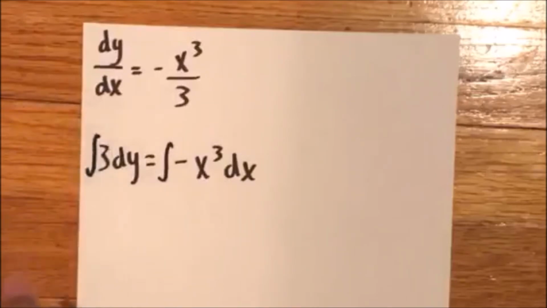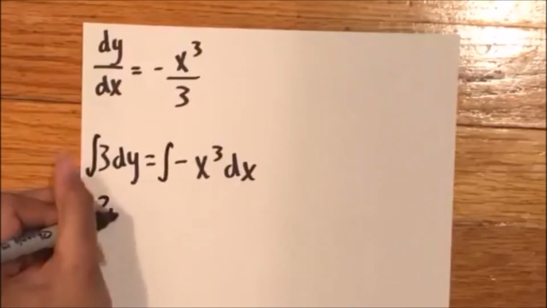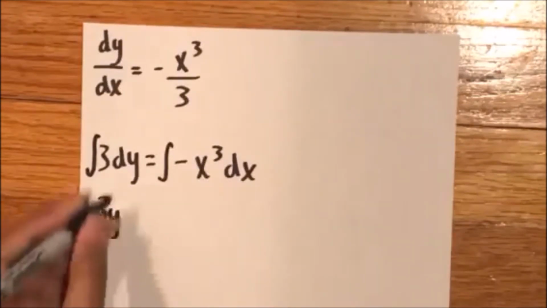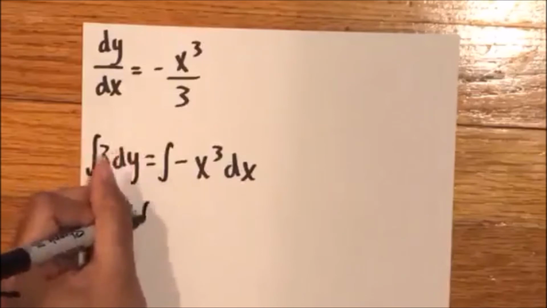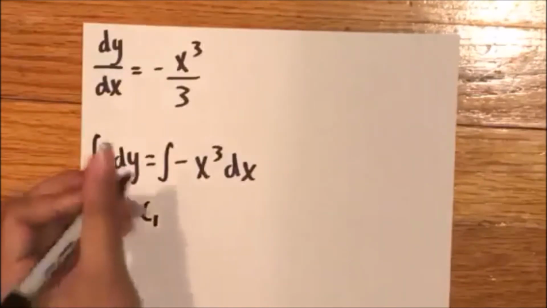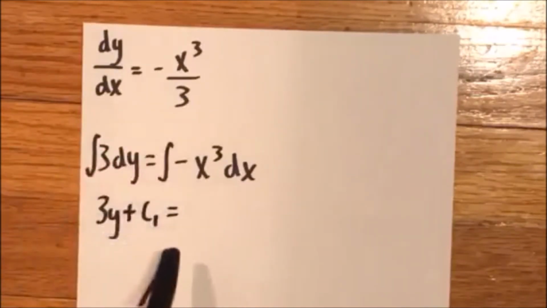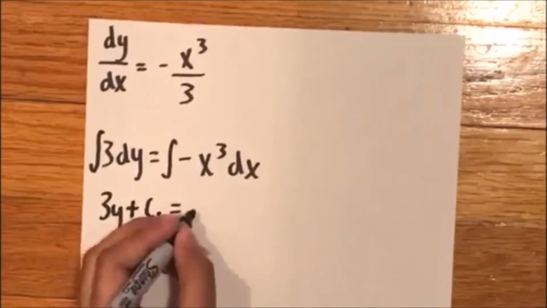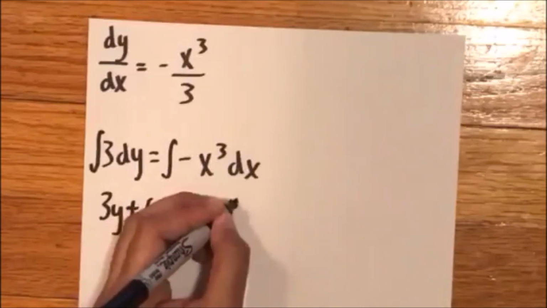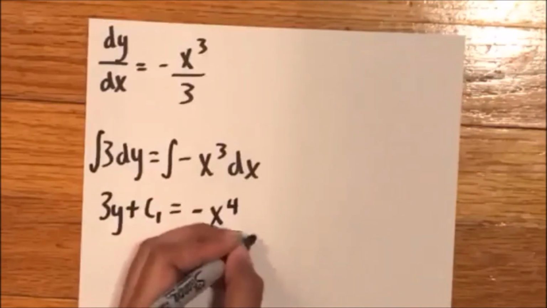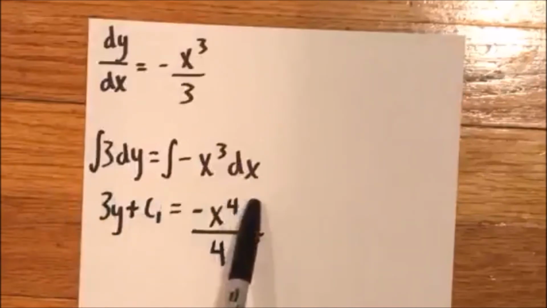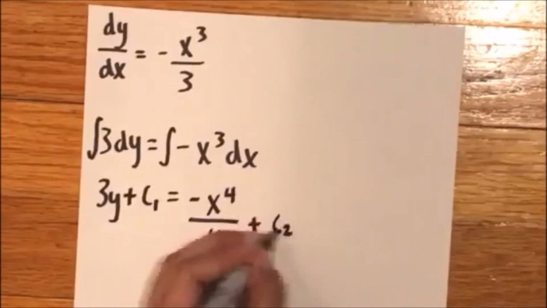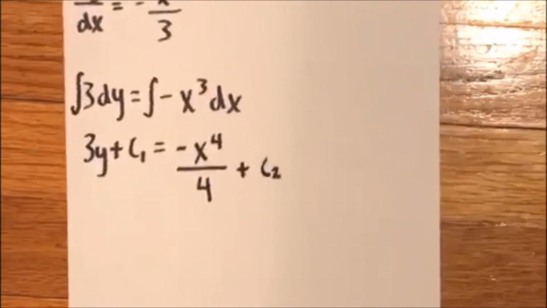So the antiderivative of 3 dy will be 3y plus a constant, which we'll say is c1. And that will equal the antiderivative of negative x to the power of 3, which will be negative x to the power of 4 over 4, plus another constant, let's say c2. The next step is to simplify.